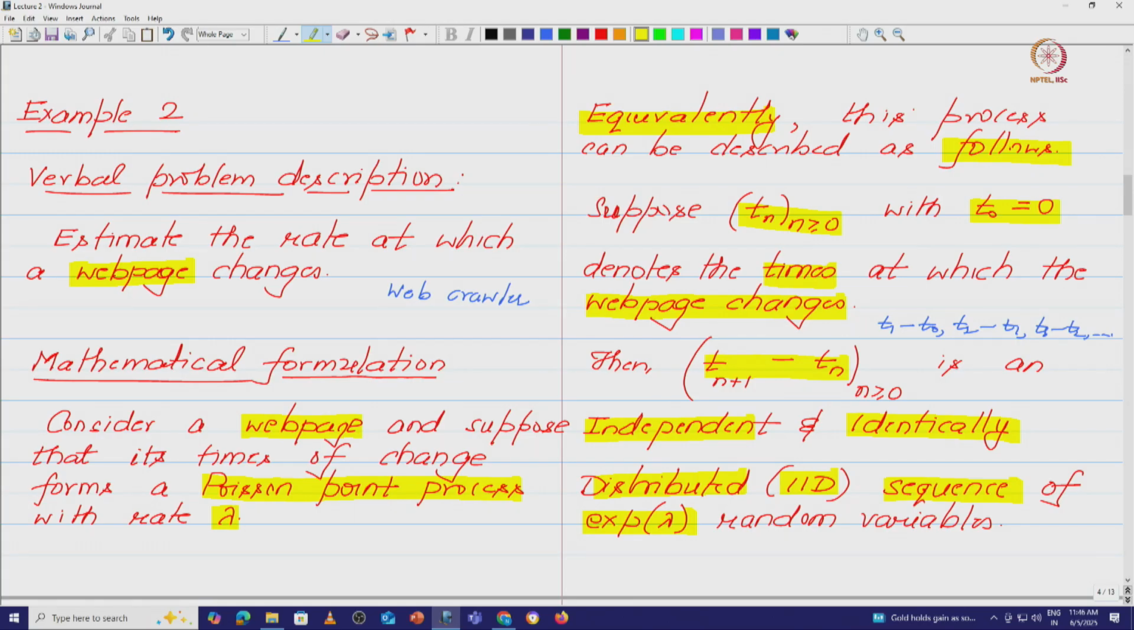This is a very common phrase. I am sure most of you must already be aware of this, and I will be using this abbreviation quite often in this course, so please be aware of that. So let me summarize this slide. We will say the times at which the web page changes form a Poisson point process if the interchange times form a sequence of independent and identically distributed exponential random variables with parameter lambda.